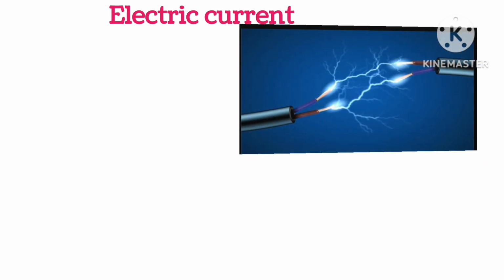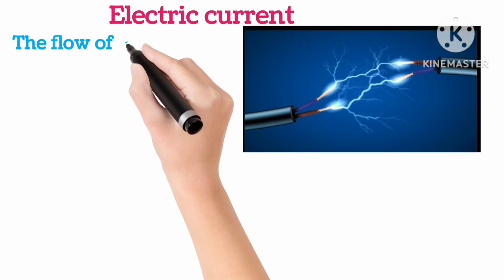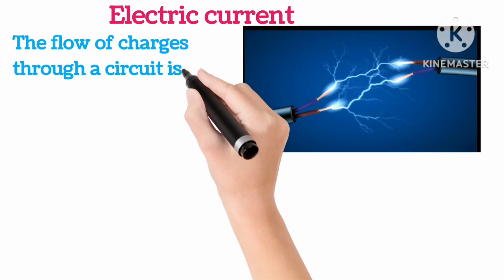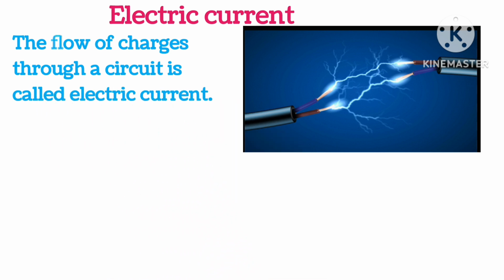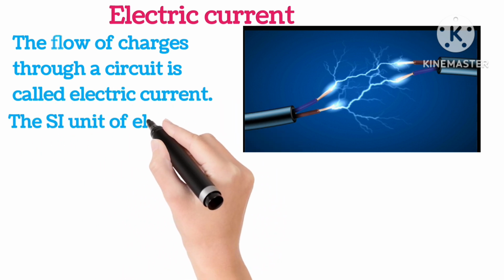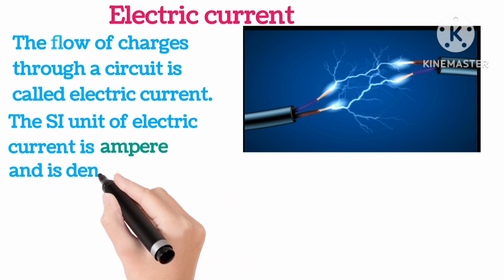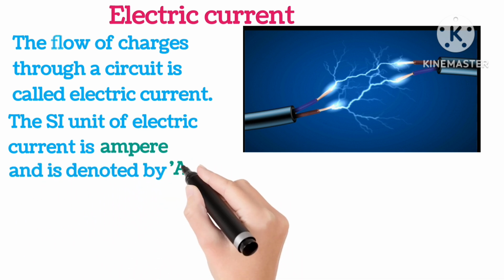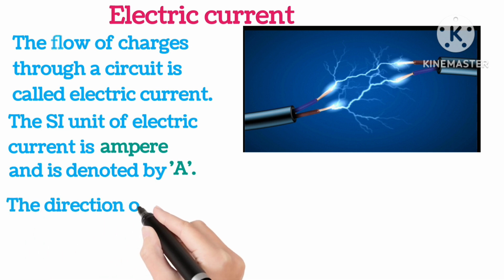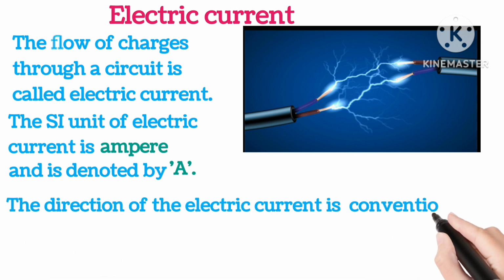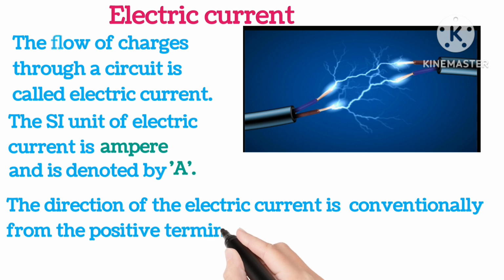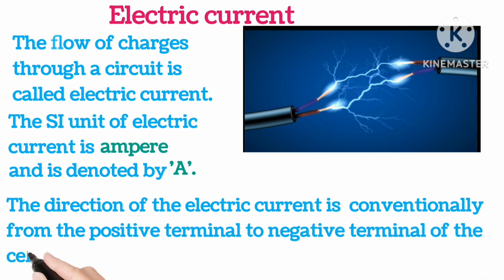Electric current. The flow of charges through a circuit is called electric current. The SI unit of electric current is ampere and it is denoted by A. The direction of electric current is conventionally from the positive terminal to the negative terminal of the cell.